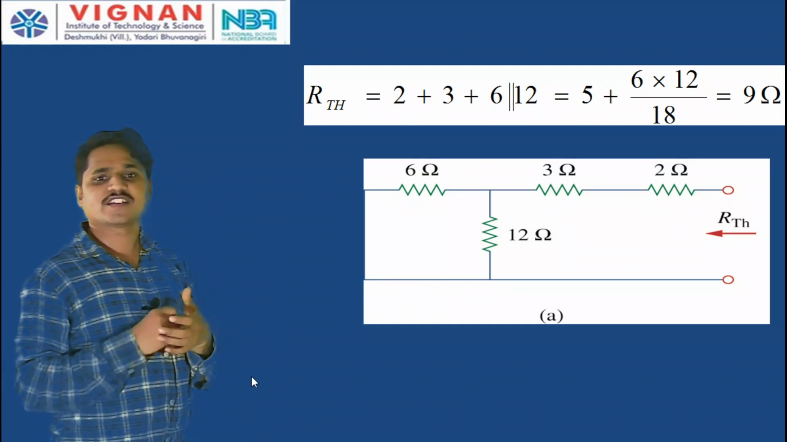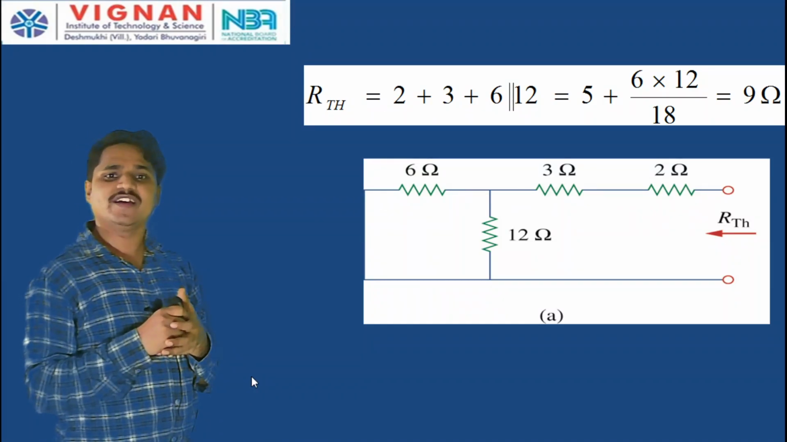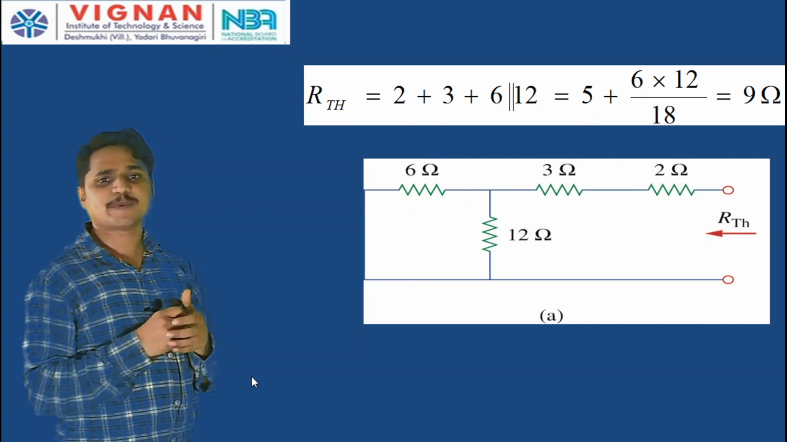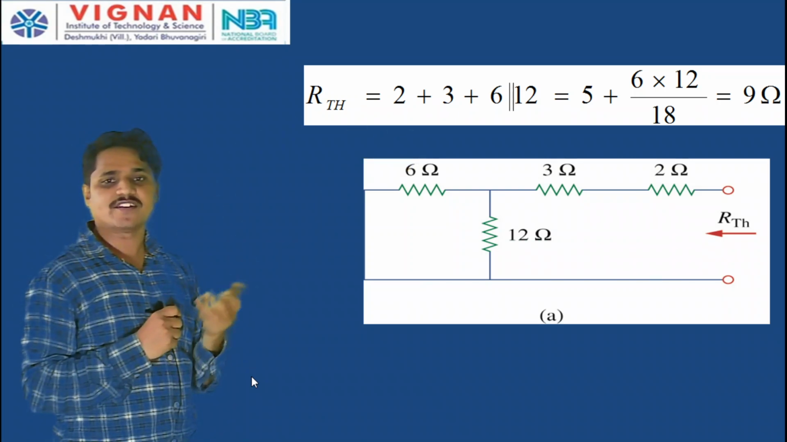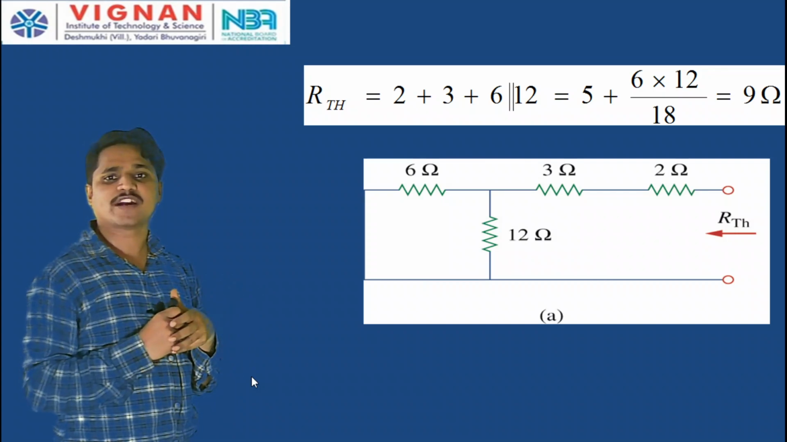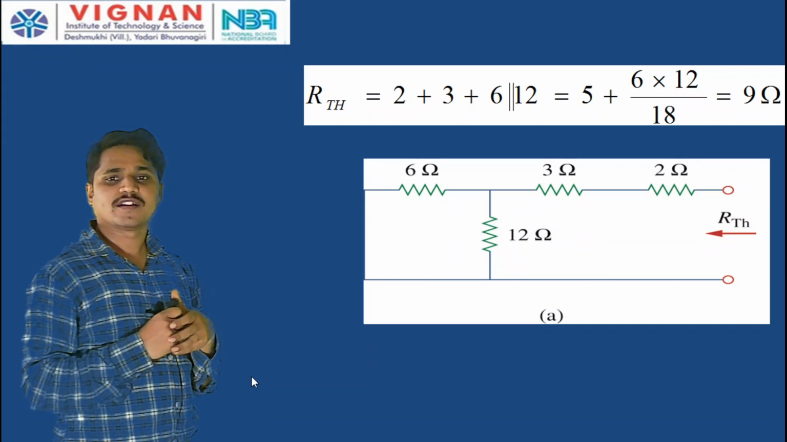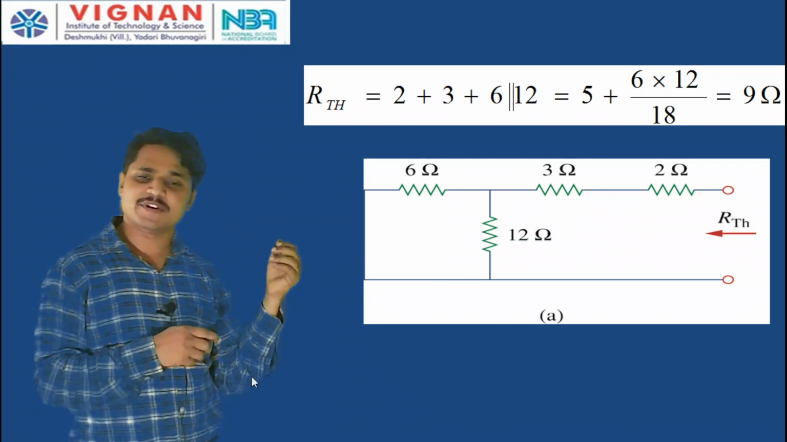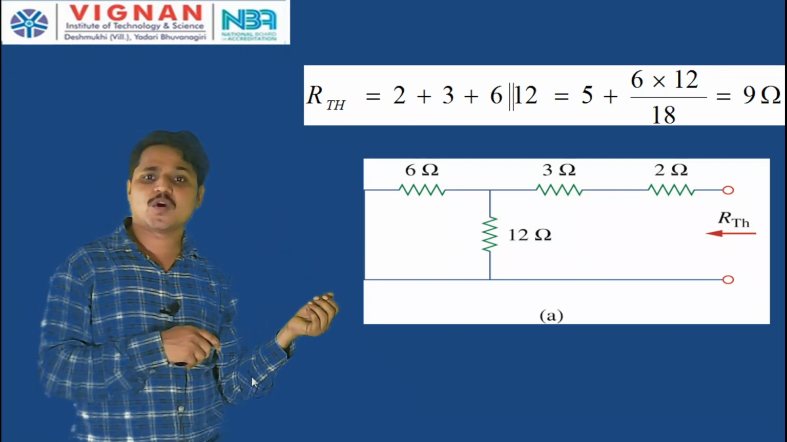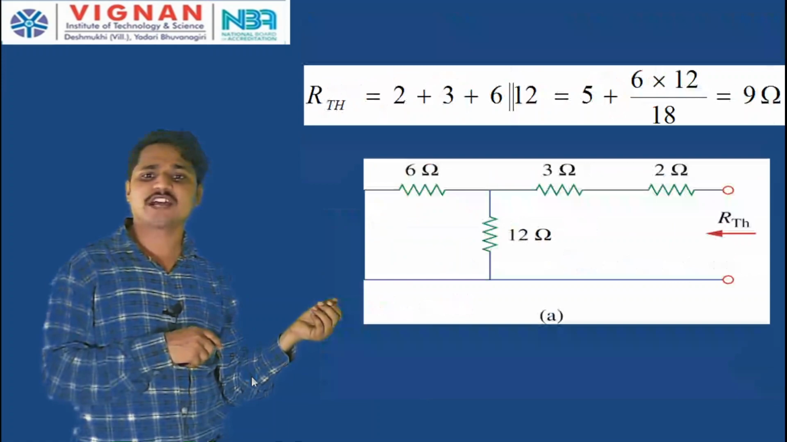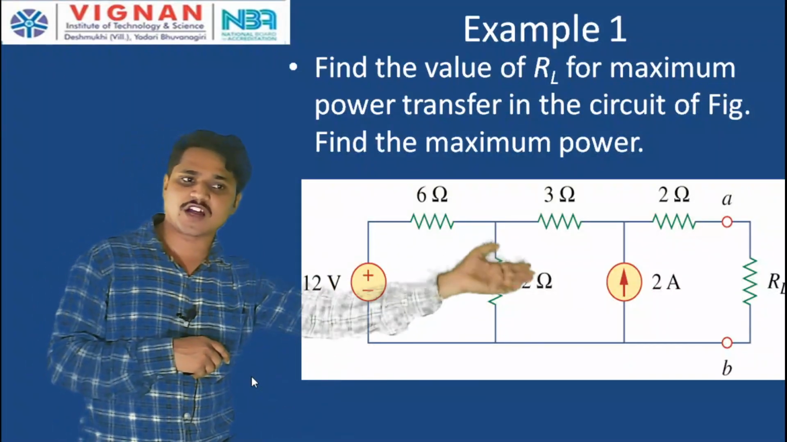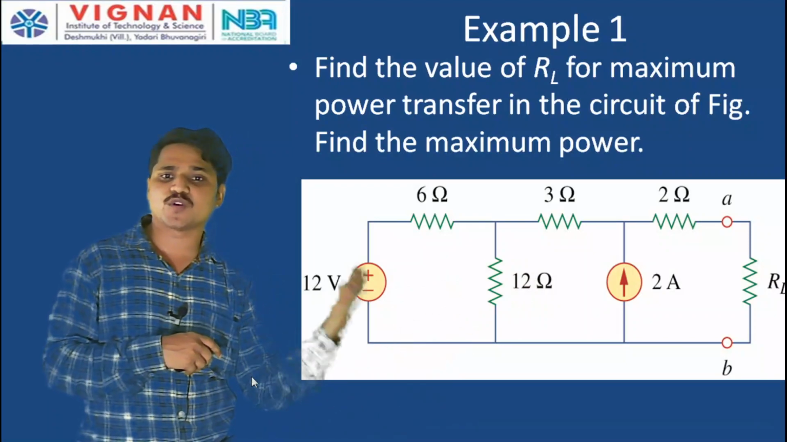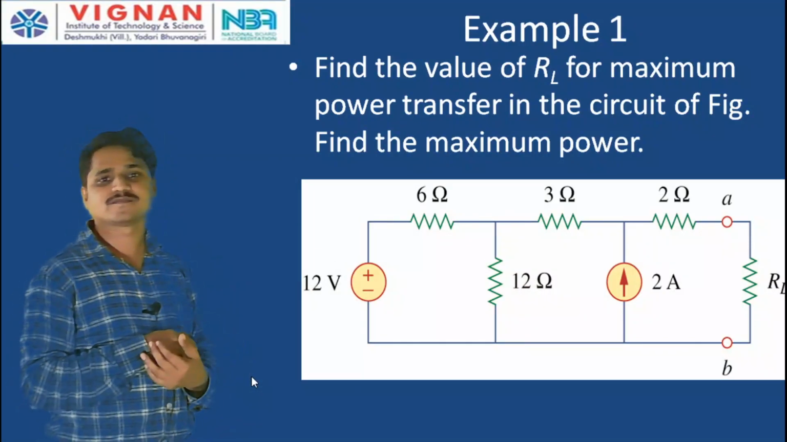Therefore, 2 plus 3 is 5, plus 6 in parallel with 12. So, 6 into 12 by 6 plus 12, that is 72 by 18, which gives 4, and 5 plus 4 gives 9 ohms. This is the R Thevenin. R Thevenin is 9 ohms means the maximum power is transferred from the source to this RL when the RL value is equal to 9 ohms. That is the meaning.